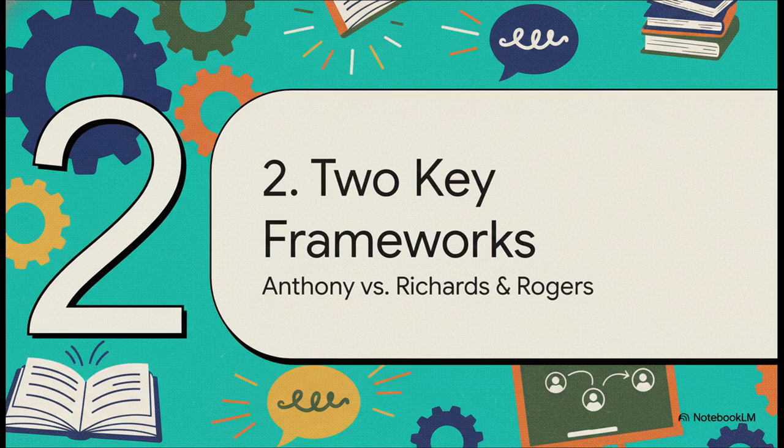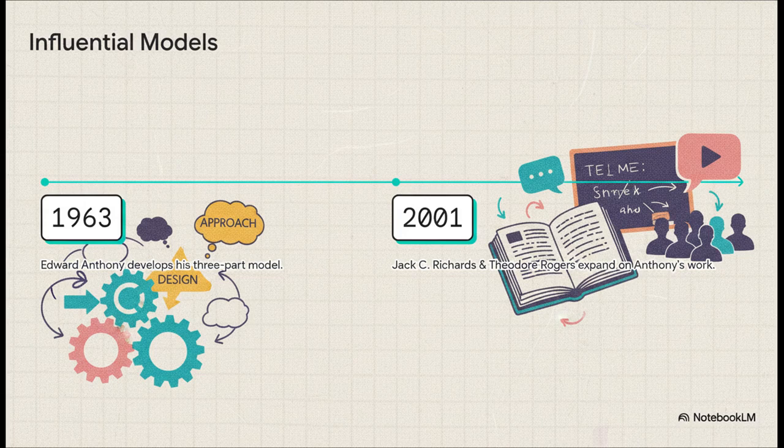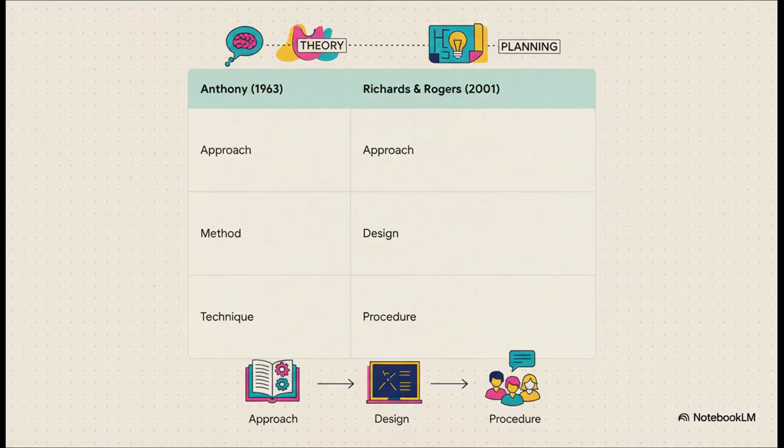So our story really begins back in 1963 with a guy named Edward Anthony. He's the one who first came up with a three-level model for this stuff. Then fast forward almost 40 years, and you have Richards and Rogers, who took Anthony's work and really expanded on it, updated it. These two models are basically our roadmap. And here they are, side by side.